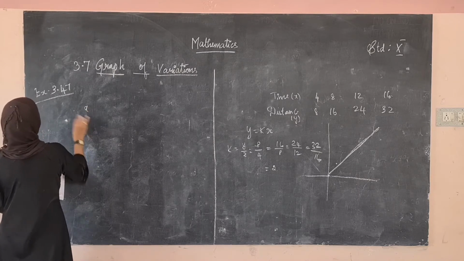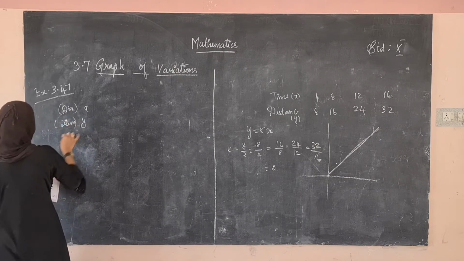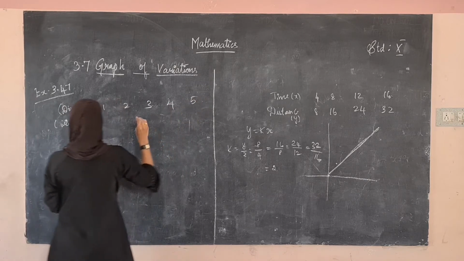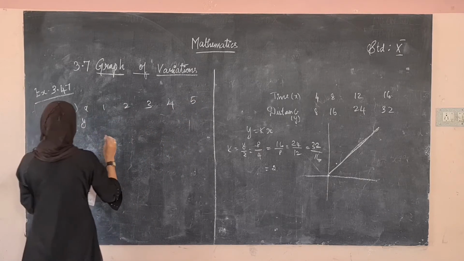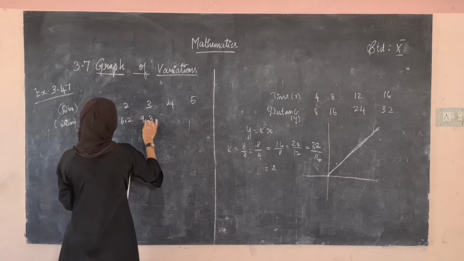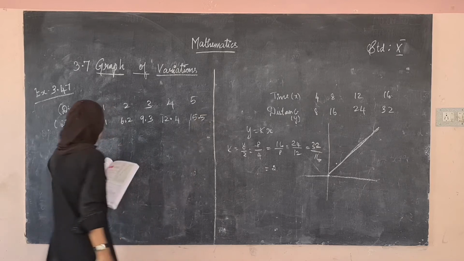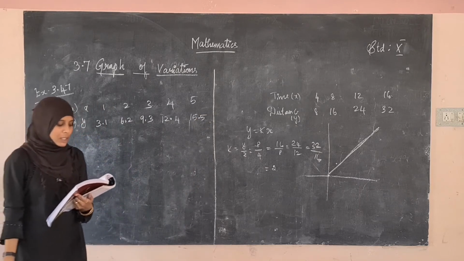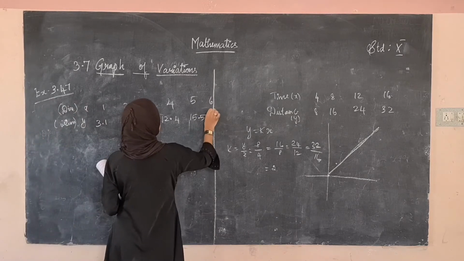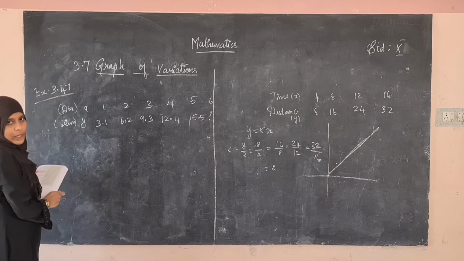X and y. X is the diameter and y is the circumference. 1, 2, 3, 4, 5. They are given in the table for 5 circles alone: 3.1, 6.2, 9.3, 12.4 and 15.5. What we are asked is to use it to find the circumference of a circle when its diameter is 6. That is what we have to find. When the diameter is 6, what will be the circumference of the circle?